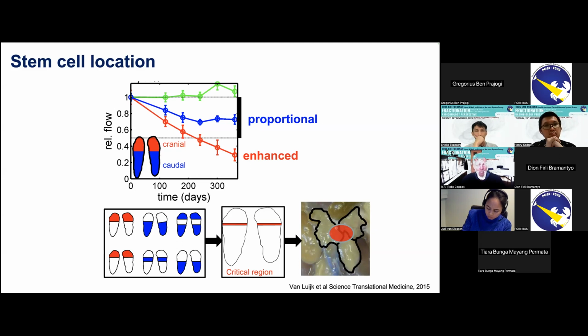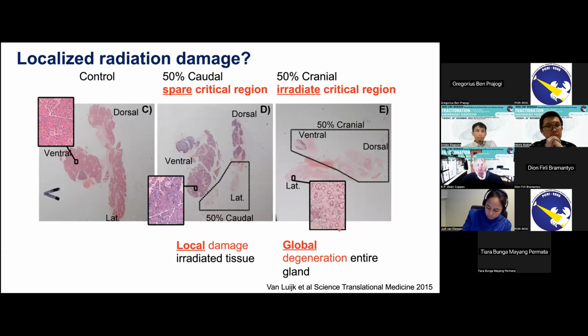And you can see here how this looks. The bottom part is not destroyed, but the upper part, where the stem cells are, you actually kill that part, and it would not regenerate. Just by killing the stem cells in the upper part, you can kill the whole gland.